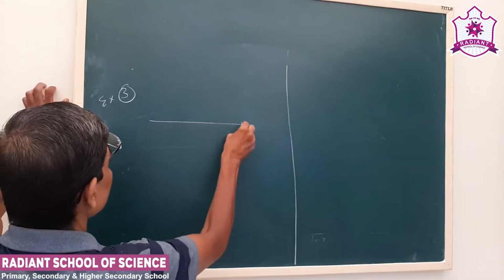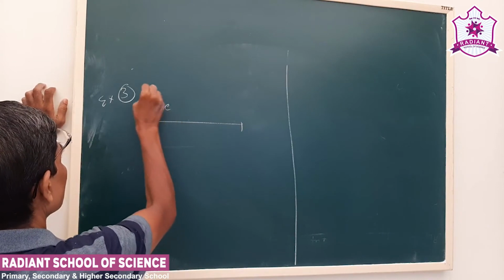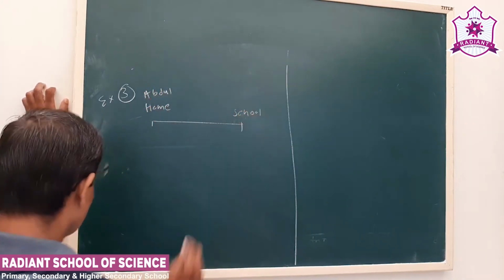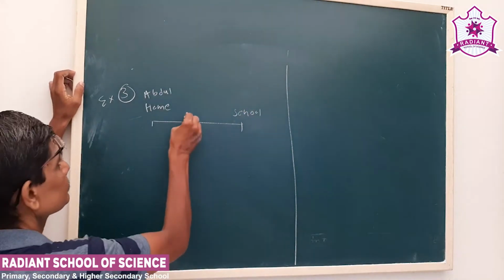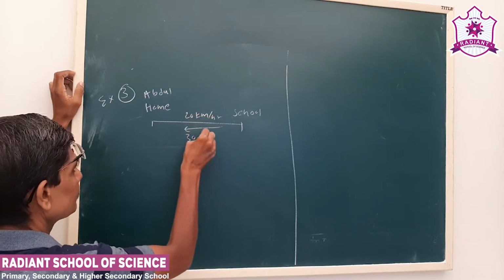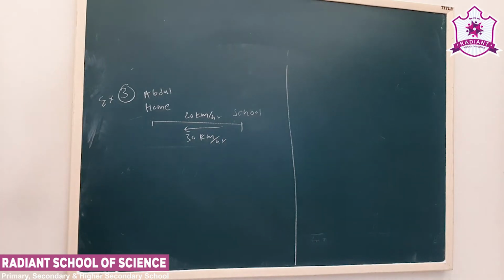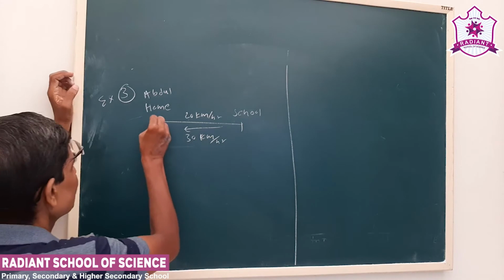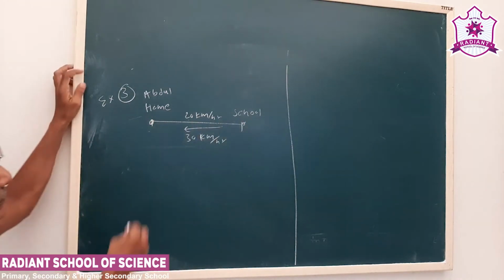See, let us say home and school. Okay, 20 km per hour. On the return journey, 30 km per hour. What is the average speed? Okay, now see here. From home to school and school to home, the distance is the same.